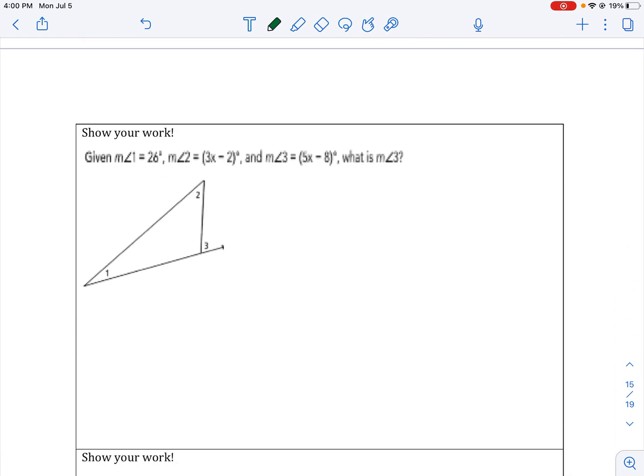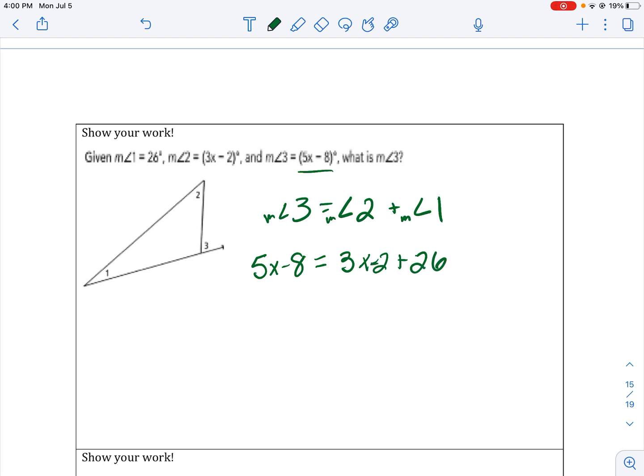All right, now we have to substitute some things in here. So I only have three angles listed. Angle 3, which is my exterior, equals angle 2 plus angle 1. We can say the measurement of angle 3 equals the measurement of angle 2 plus the measurement of angle 1. Well, here the measurement of angle 3 is 5x minus 8. So instead of the measurement of angle 3, I'm going to put 5x minus 8 equals, and then I'm going to substitute what the measurement of angle 2 equals, plus what the measurement of angle 1 equals, and now I can solve for x.